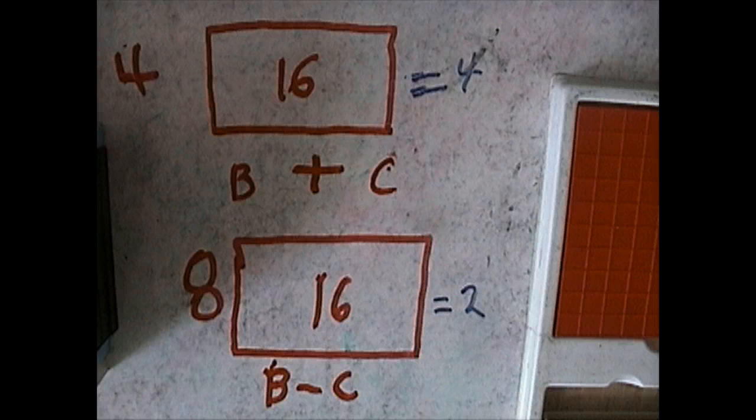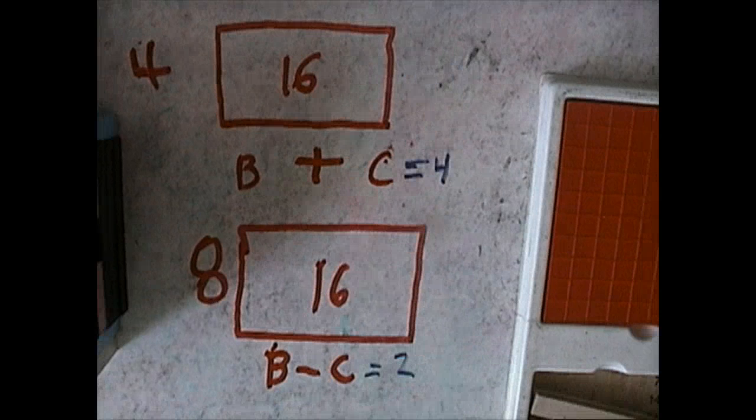So all we did was simply correct his labeling so that he could see b plus c really is the same thing as 4, and b minus c really is the same thing as 2. Very simple. So now what do we do?